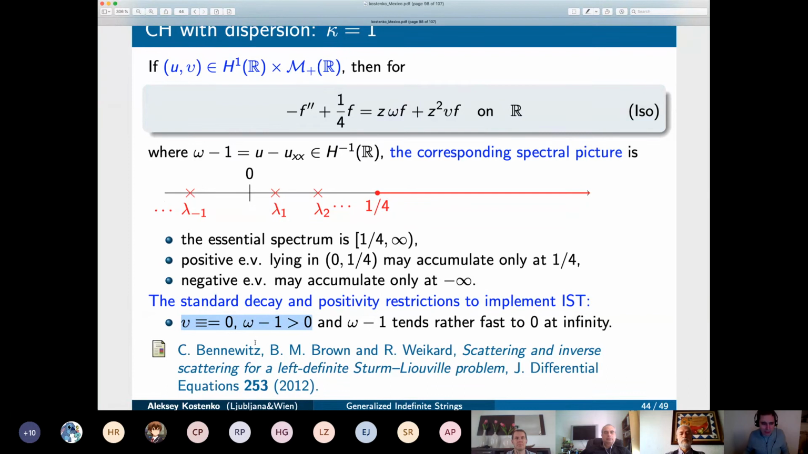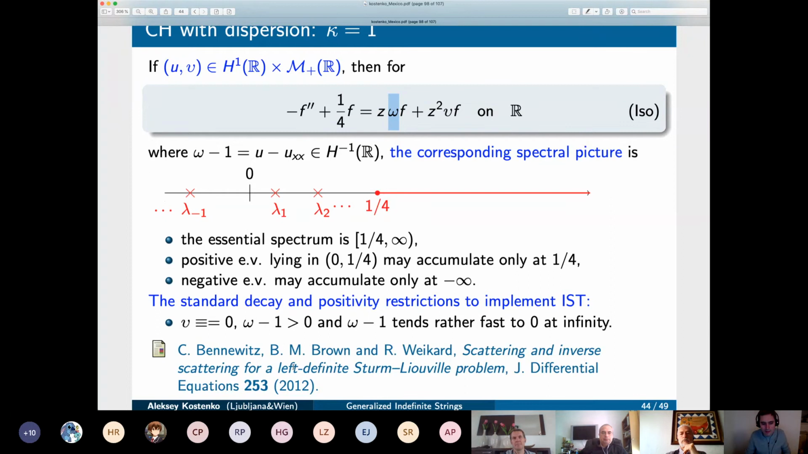And to the best of my knowledge, there are only some attempts to develop scattering theory, because there is essential spectrum, so you need some scattering theory on an indefinite background. This is the paper by Bennewitz, Brown, and Weikard, but only some uniqueness issues are addressed, and there are no attempts to prove a classification of scattering data. This problem seems to be terribly complicated.